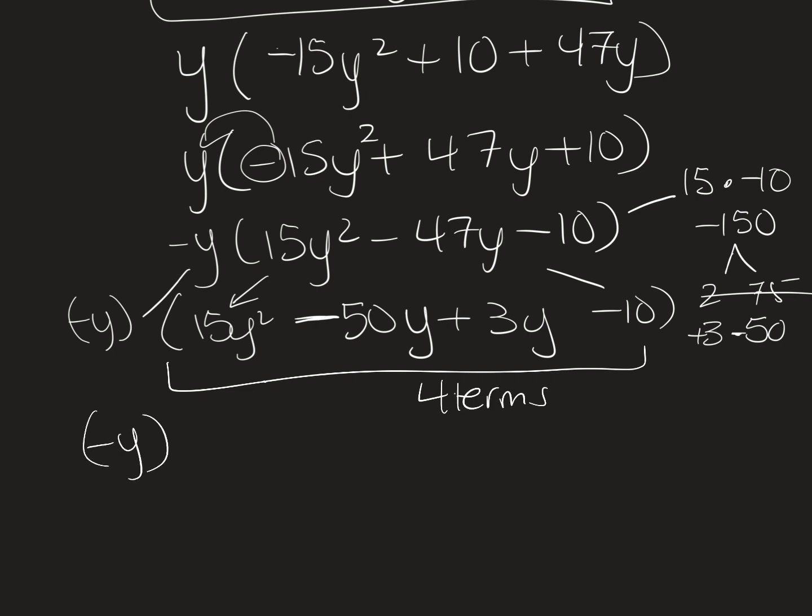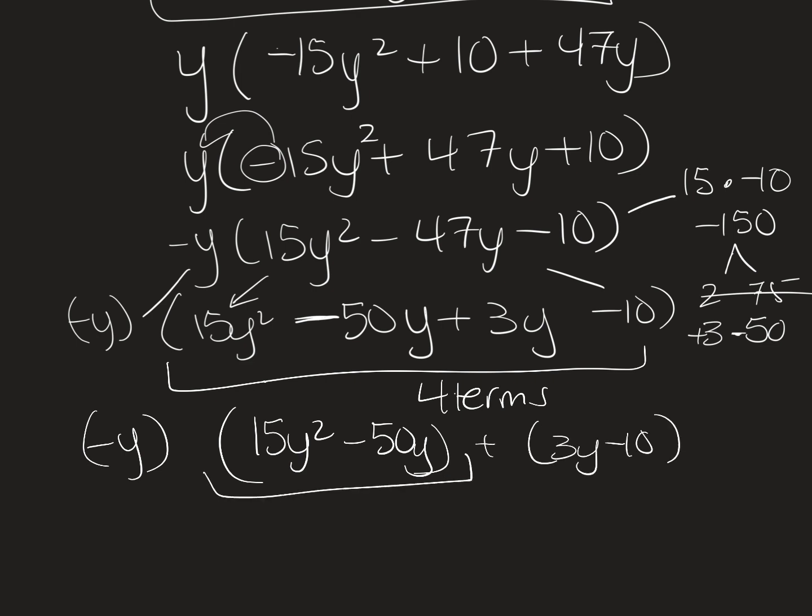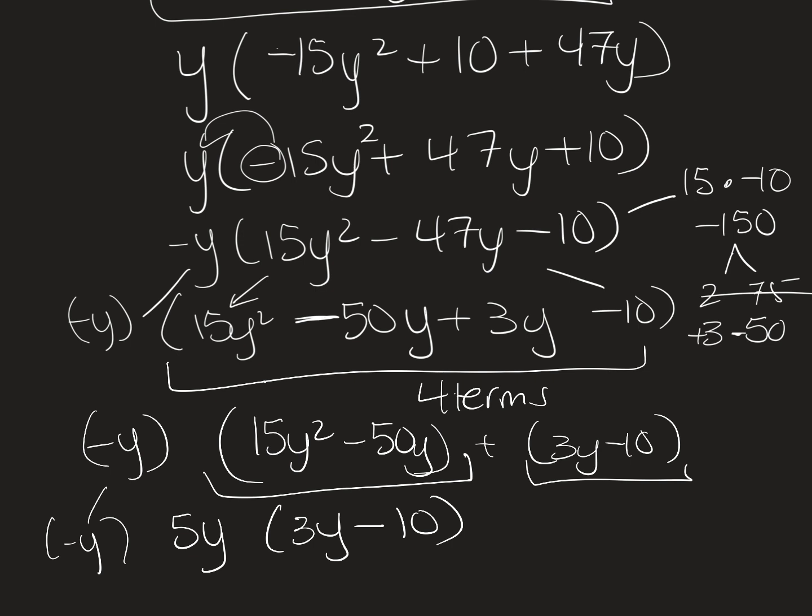So negative y times 15y squared minus 50y plus 3y minus 10. In this group I can take out 5y. Bring this guy down again. So that would give me 3y minus 10. And I already have that here, so I'm just going to add the 1 here as a placeholder.